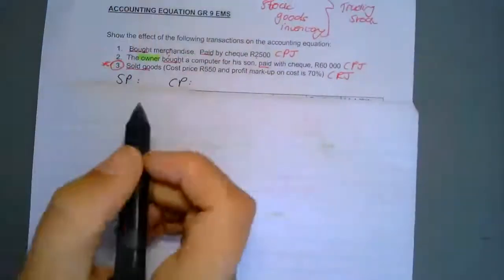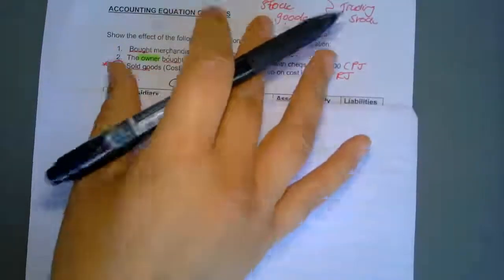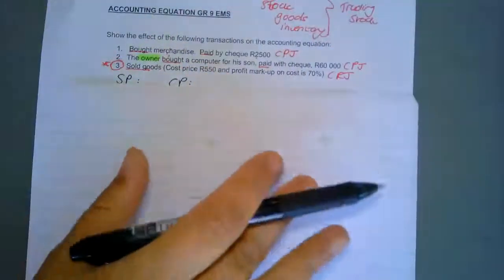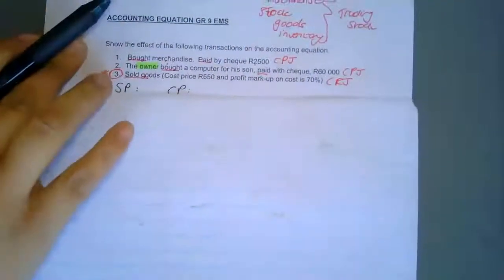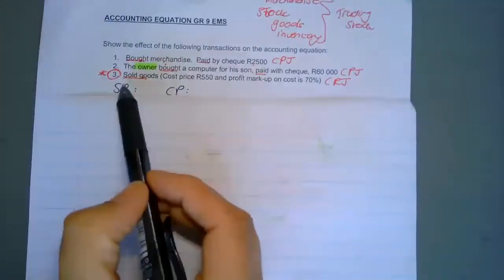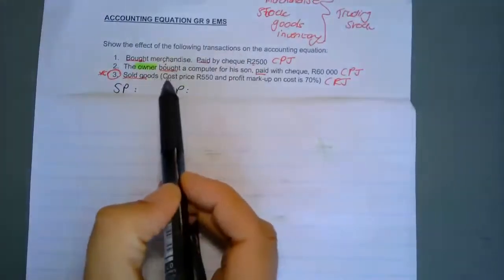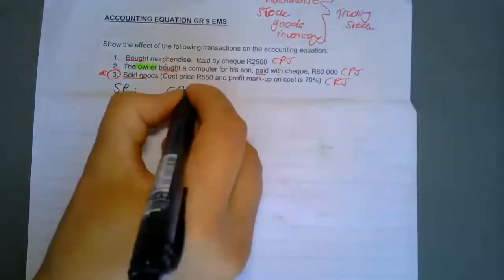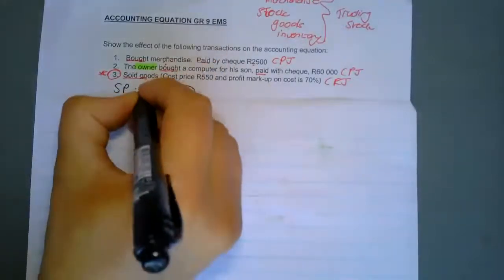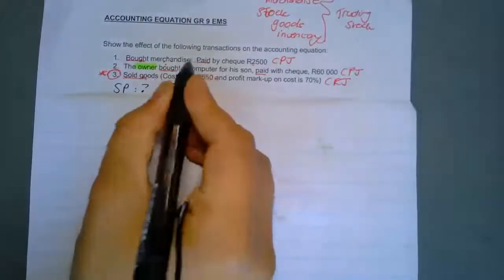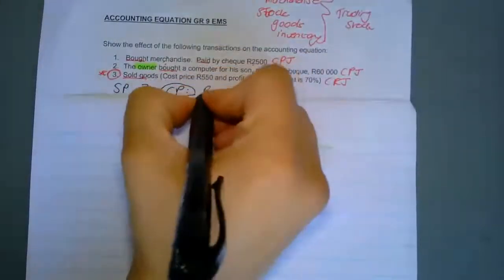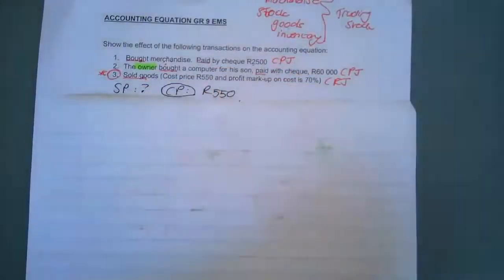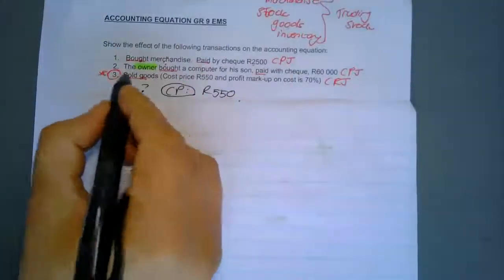Now you need to first determine which one they are giving you, or are they giving you both? In this transaction, you will see they say sold goods, in brackets, cost price is 550. So they are giving you the cost price. So you do not know what the sales price is. What is the cost price? It is 550 Rand.